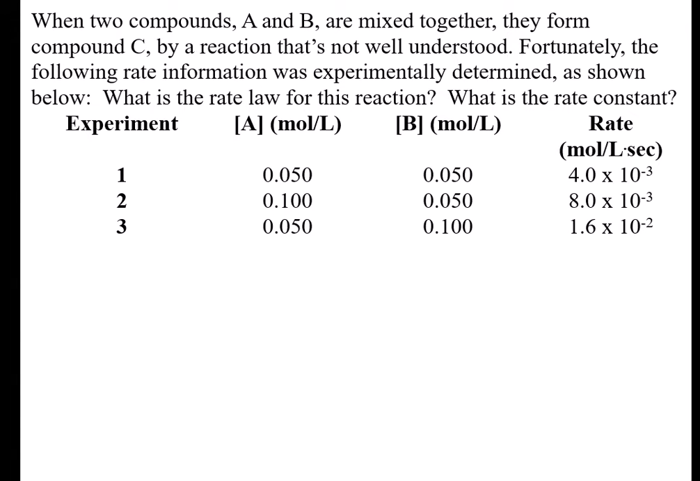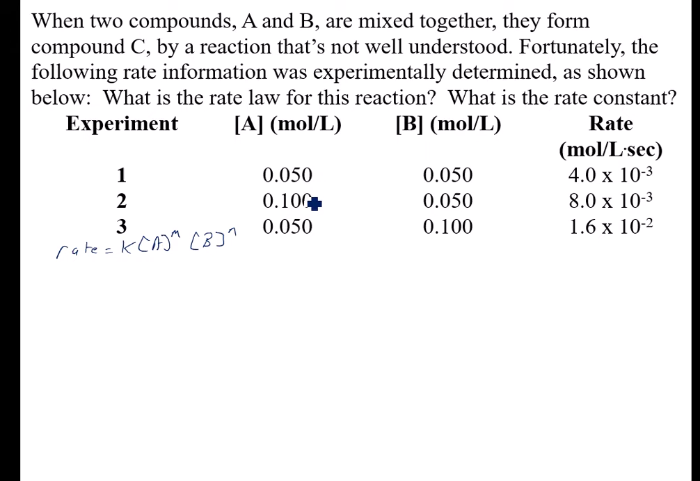Okay, the third example for determining rate law, and this one actually asks what is the rate law and what is the rate constant. Okay, so the same exact process. The generic rate law is going to be rate is equal to K times concentration of A to the M, B to the N. So I have to find M and N.